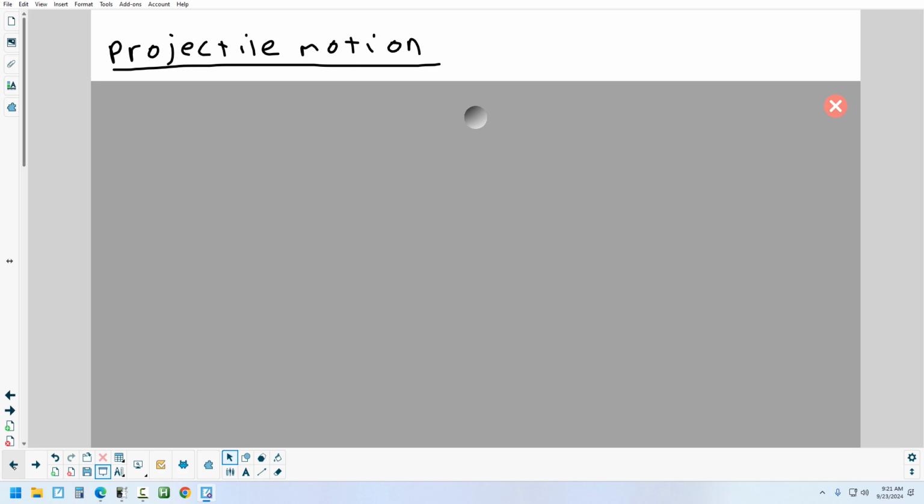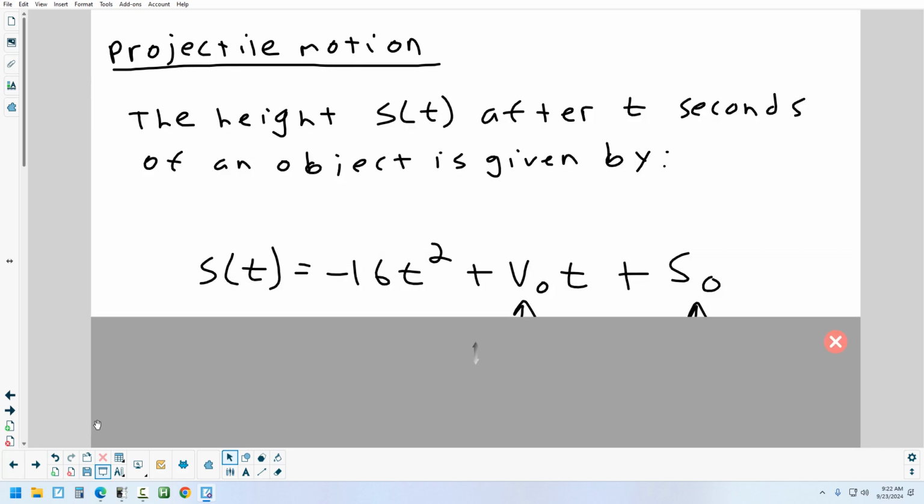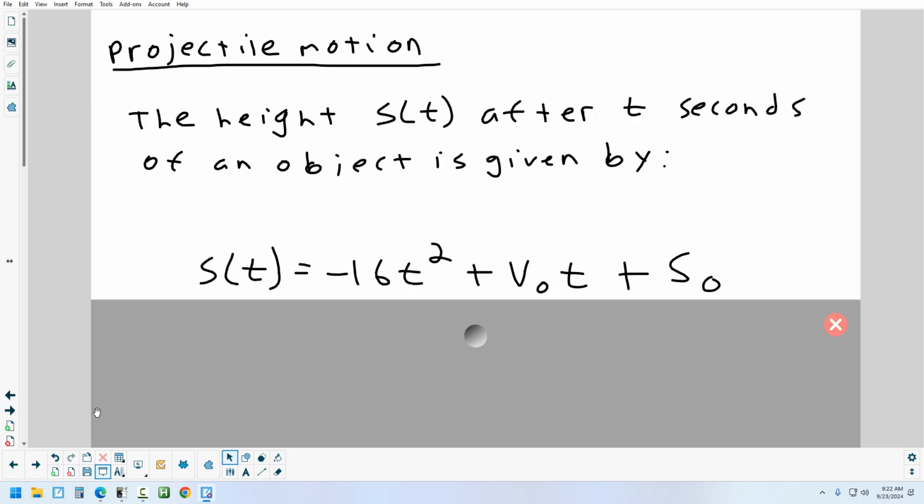So projectile motion is basically when you throw an object and then gravity takes over. So it doesn't have any kind of motor or rocket on it that propels it. You just throw it, gravity takes over, and you can look at the path that it makes. It looks kind of like a parabola. And there's a formula that we use when we do projectile motion, and that's the formula: negative 16t squared plus v sub 0 t plus s sub 0.